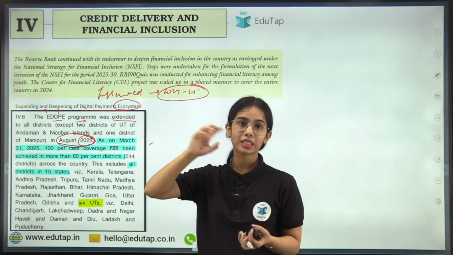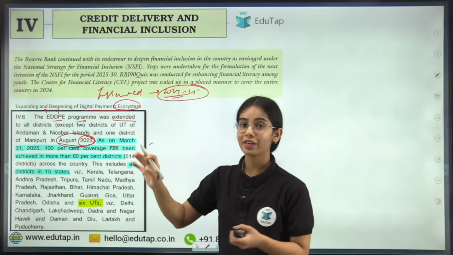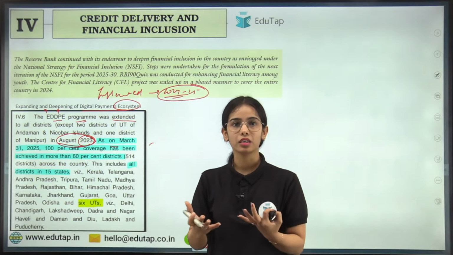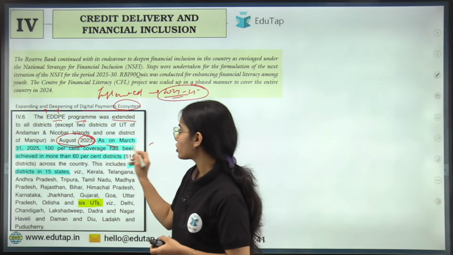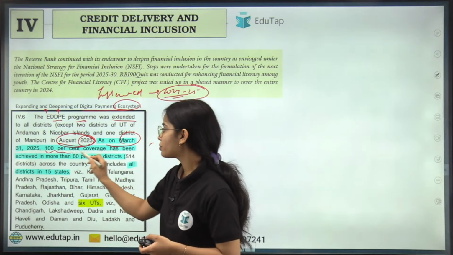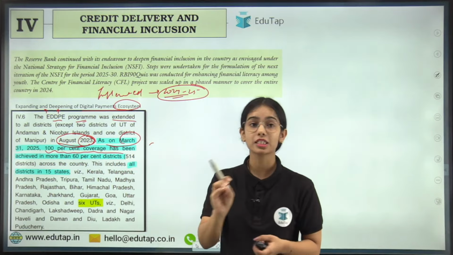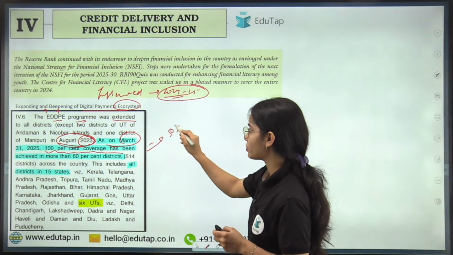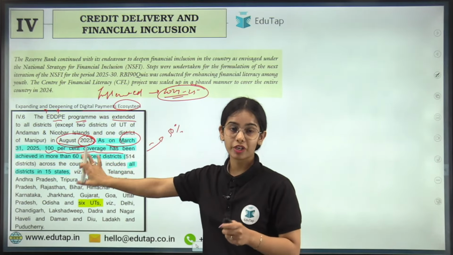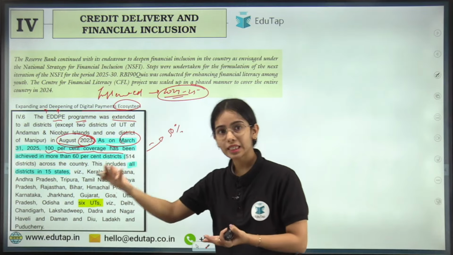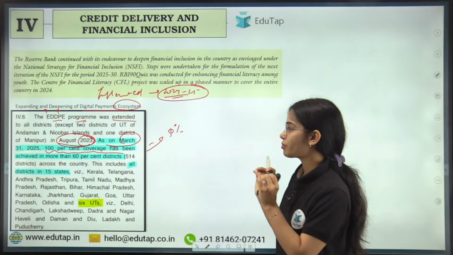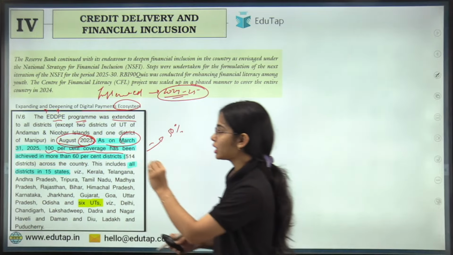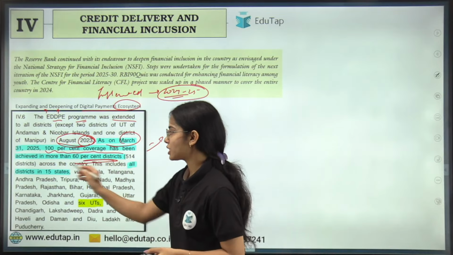So RBI had given the target that in 2024-25, at least 50% of the districts have to come completely under the program. So as on March 31st, 2025, 100% coverage has been achieved in more than 60% of the districts. So basically the RBI had given the target of 50% for 100% coverage, but it has achieved more than the target of 50%. So as on March 31st, 2025, 100% coverage under the program has been achieved in more than 60% of the districts across the country.